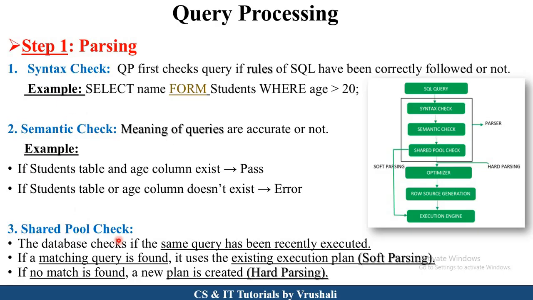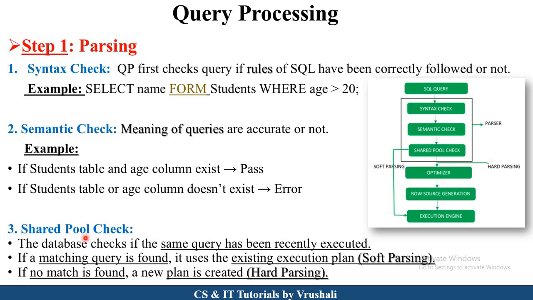Next one is the shared pool check. As we discussed earlier, every SQL query is stored in secondary memory. When you want to execute your query for the first time, the query moves from secondary memory to main memory for execution. This process is called hard parsing. Suppose there is a select statement that you have already executed and you want to execute this query one more time. For multiple executions, you need to bring your query from cache memory to main memory. This is called soft parsing.